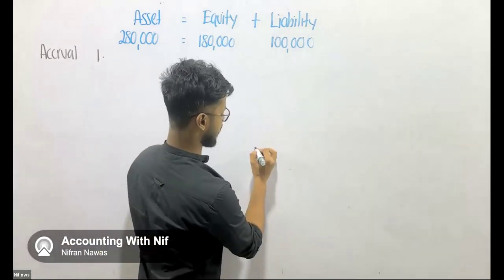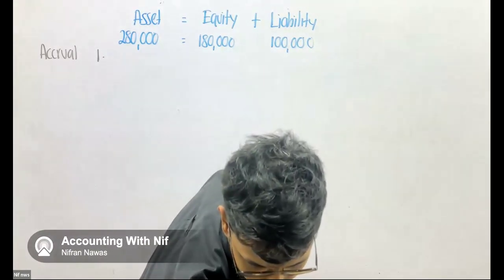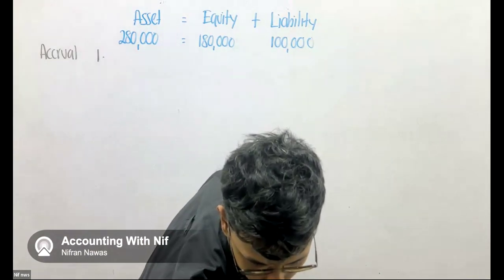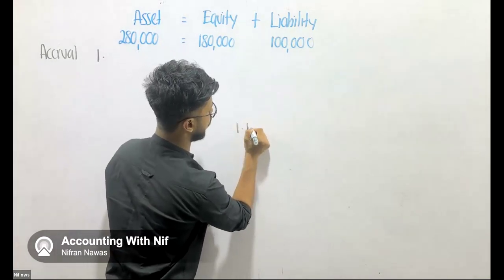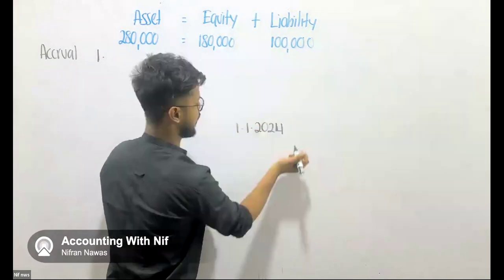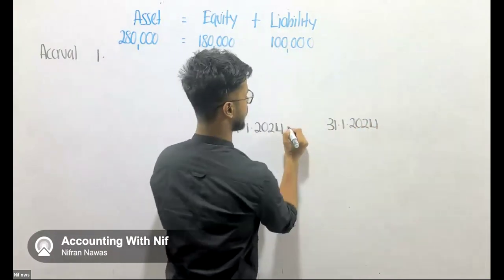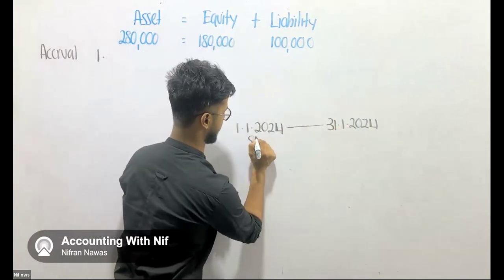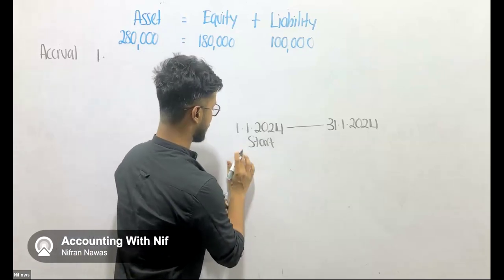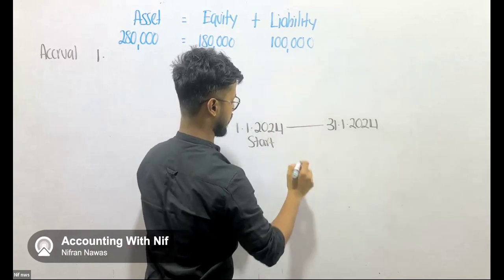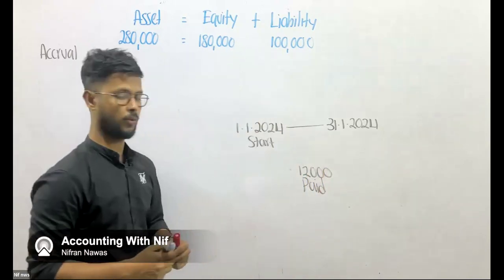Okay. Our year starts on, let's say not year, our month starts on 1/1/2020 and it ends on 31st March 2024. Okay, so this is basically a month. So this is basically the start. Okay, so we are paying rent. How much are we paying? We paid, look, I'll write down here. We paid 12,000.